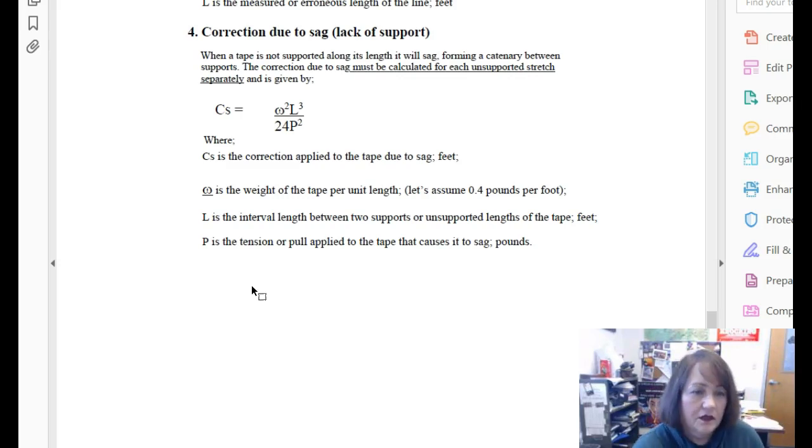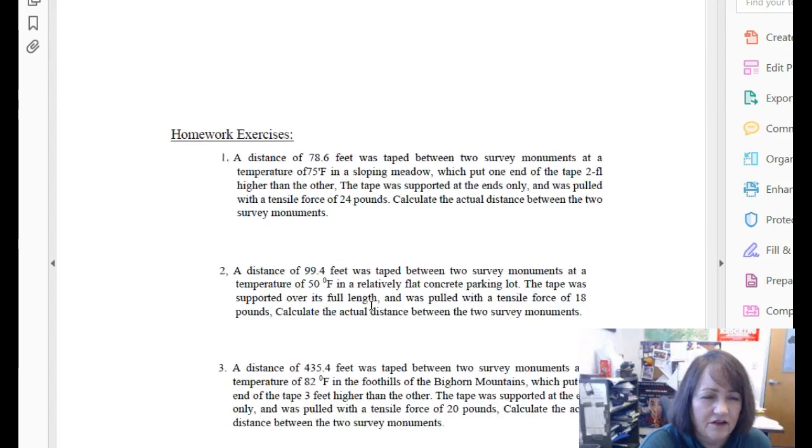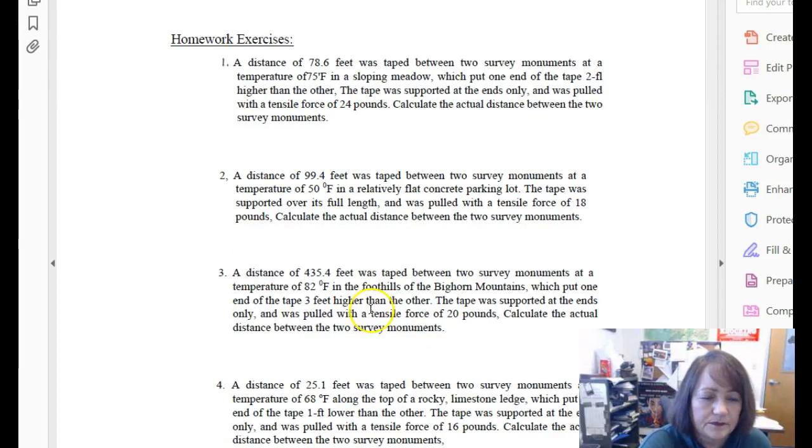All right. So this is all of the mathematical information that you need about the correction factors. There are 5 problems for homework here, and they test out all of these different corrections. So I'm just going to go through these really quickly with you. The first problem reads: a distance of 78.6 feet was taped. That's the reading.